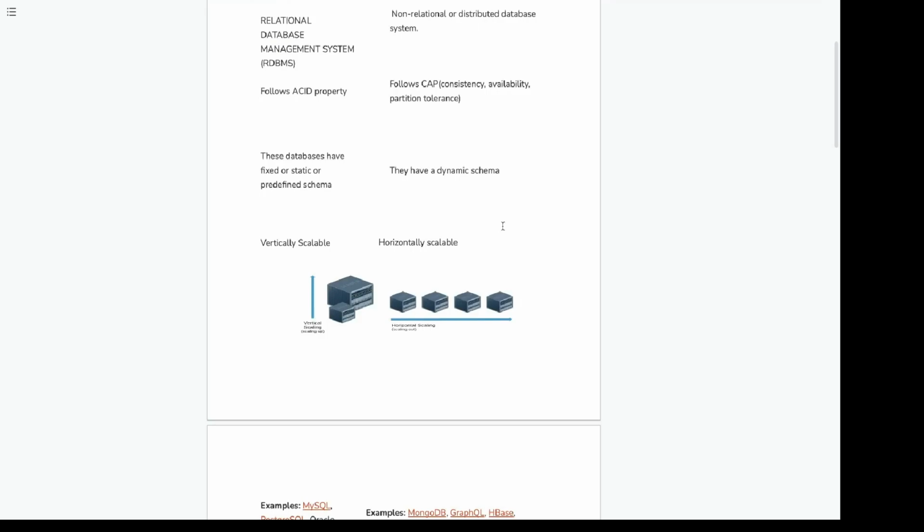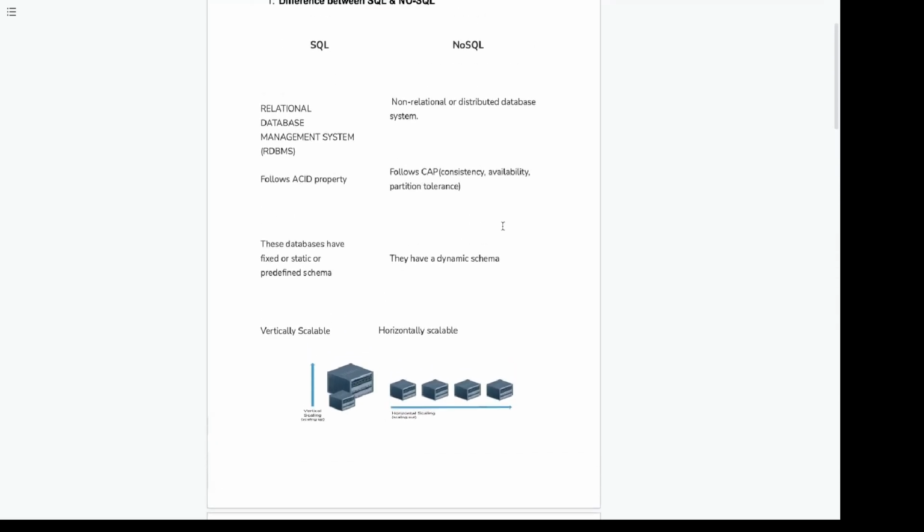You are increasing the size, whereas in horizontal scalability you are scaling horizontally, which means that you are adding extra machines. So you are adding 3 or 4 different systems of 4 GB RAM, like that. In vertical scalability, you are just increasing the size, the capacity, not the number of machines. Whereas in horizontal scalability, you are increasing the machines in a horizontal fashion by adding more and more systems. So these are the important differences between SQL and NoSQL.